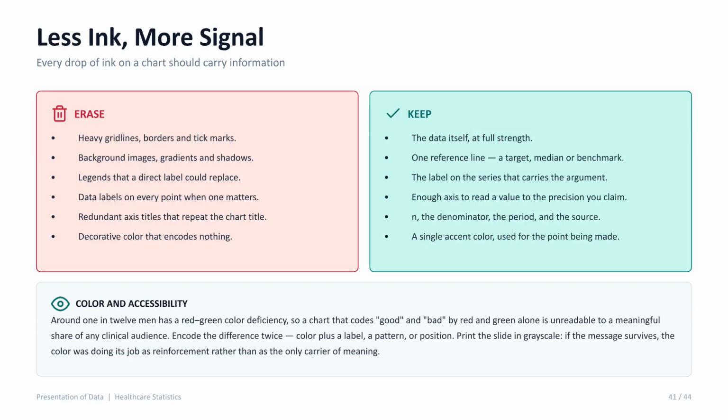Strive for high data ink ratios. Remove unnecessary grid lines, shadows, and redundant legends. Keep the data prominent, include one meaningful reference line, and use a single accent color to highlight your main point. If your slide works in grayscale, it is accessible to all.